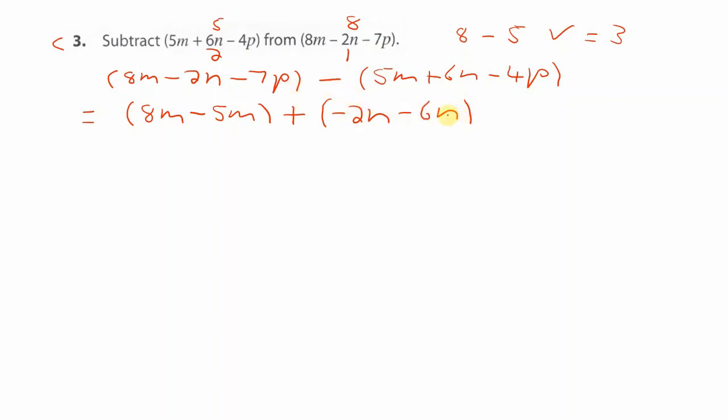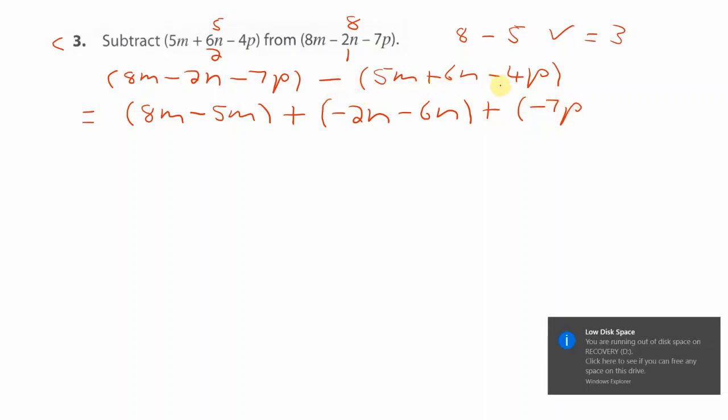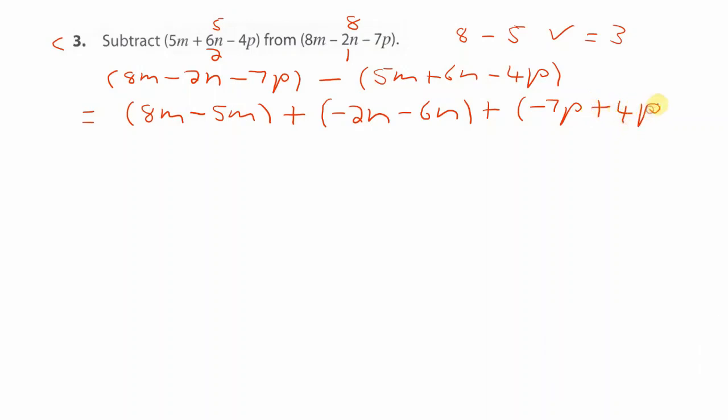And now we can finally look at our p's. We have negative 7p in the first set of brackets. A negative times a negative is a positive, so we have a positive 4p in our second set of brackets. Now we can simplify inside the brackets because we are allowed to add and subtract like terms.